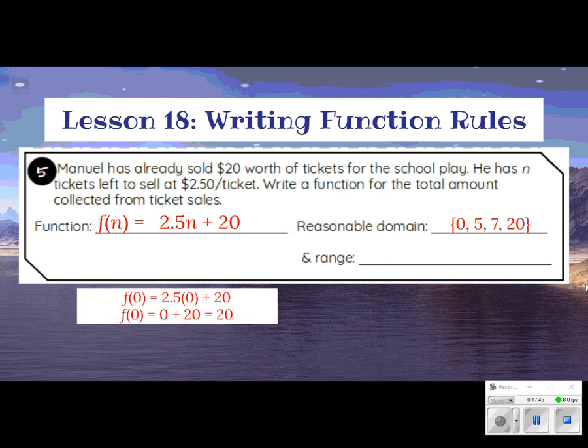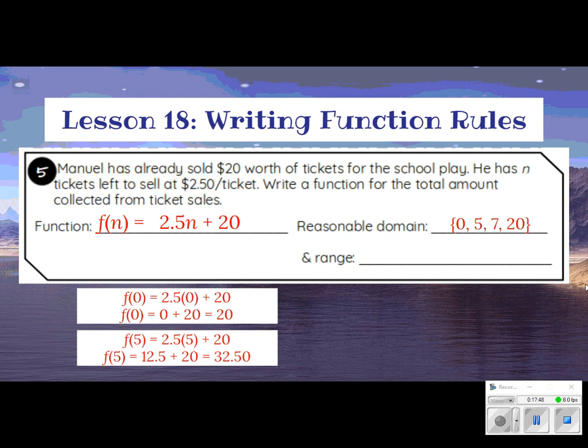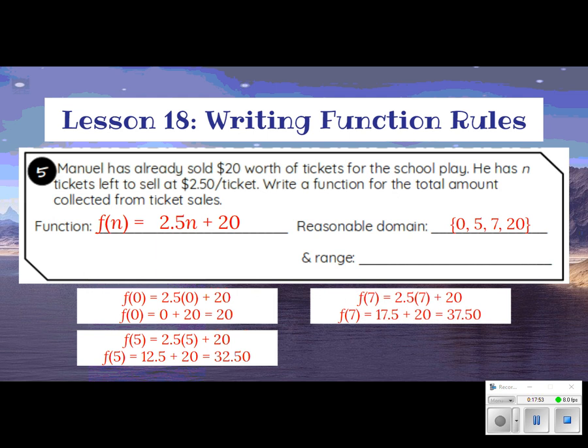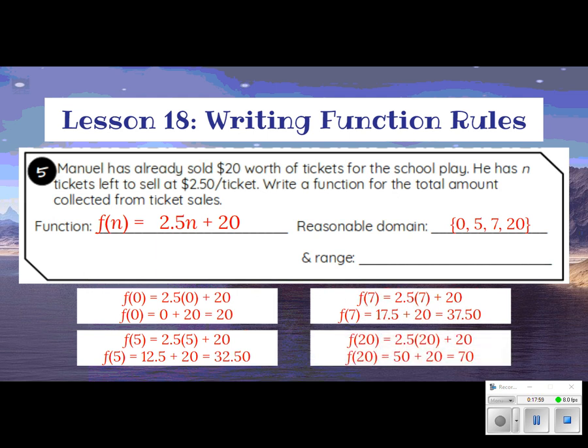Plug in 0. We already know that 0 plus 20 is 20. Plug in 5, we get $32.50. Plug in 7, we get $37.50. And plug in 20, we get $70. So each of these is a range, and I'm going to list them in the same order. And if you want to put dollar signs or units with them, you can. You do not have to, but it is something that you are allowed to do, and I wanted to just show you that. So 0 gets paired with 20, 5 with 32.50, 7 with 37.50, 20 with 70. And so the order matters there. And so I'm going to be watching for that.